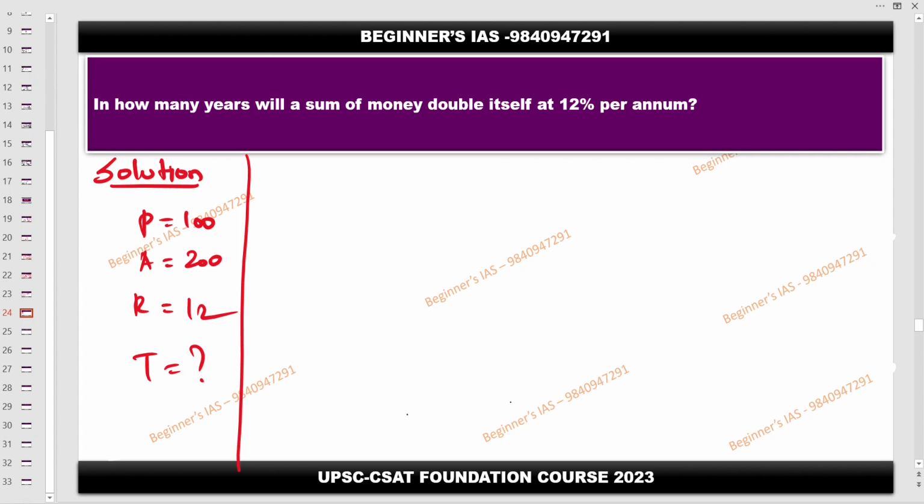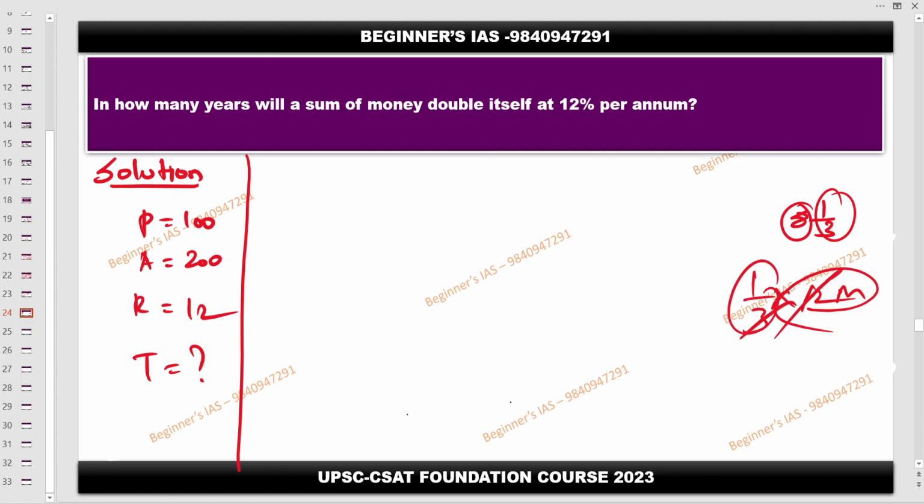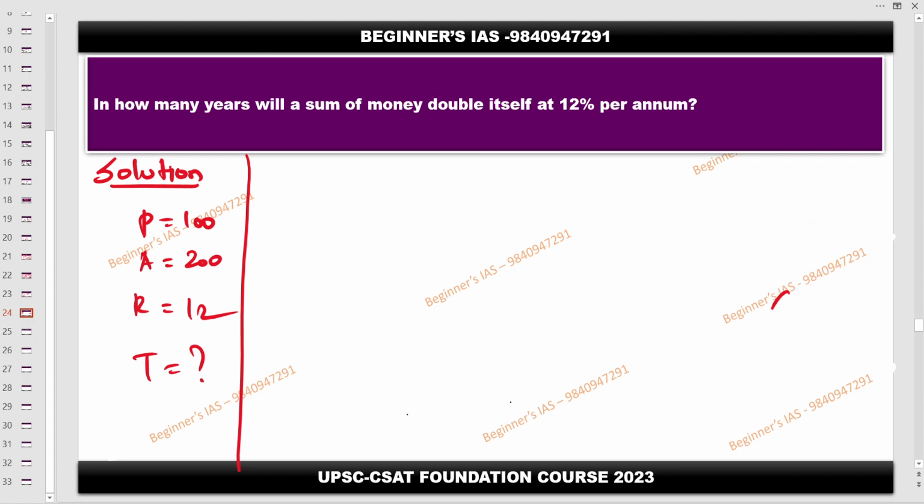Sir, 8.3, sir. Huh? You are saying 8 1 by 3? Yes, sir. So now listen, that means 8 complete years, and convert this 1 by 3 in terms of months. 12 months, then 1 by 3 is nothing but 4 months. So therefore, yes, 8 years 4 months. Clear? Okay, sir. So no doubt, right?